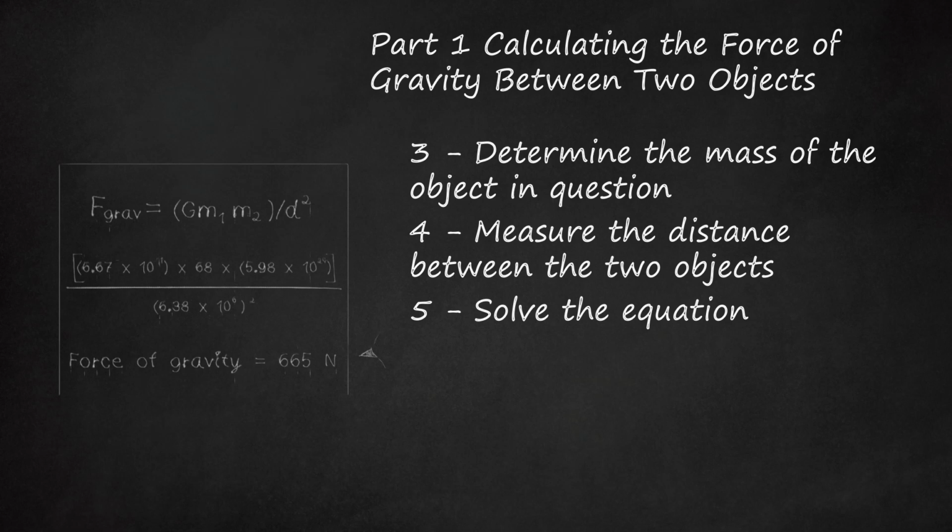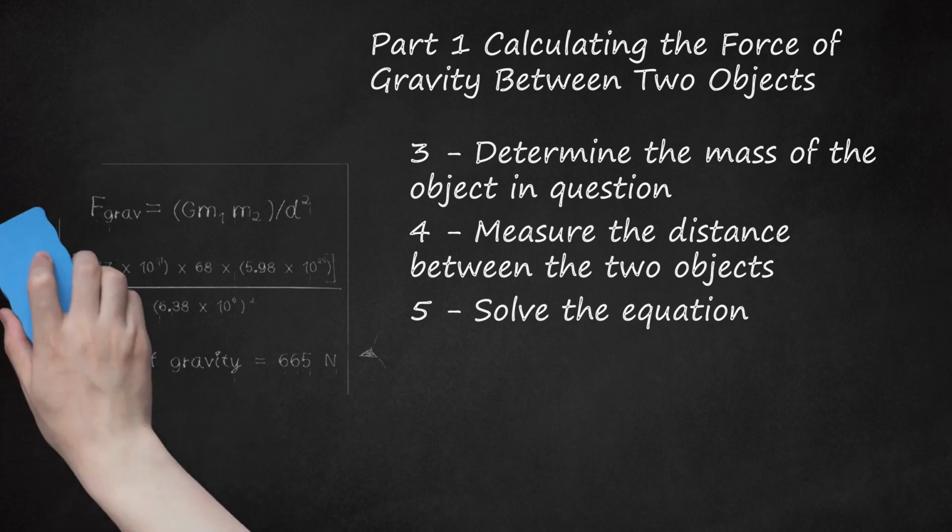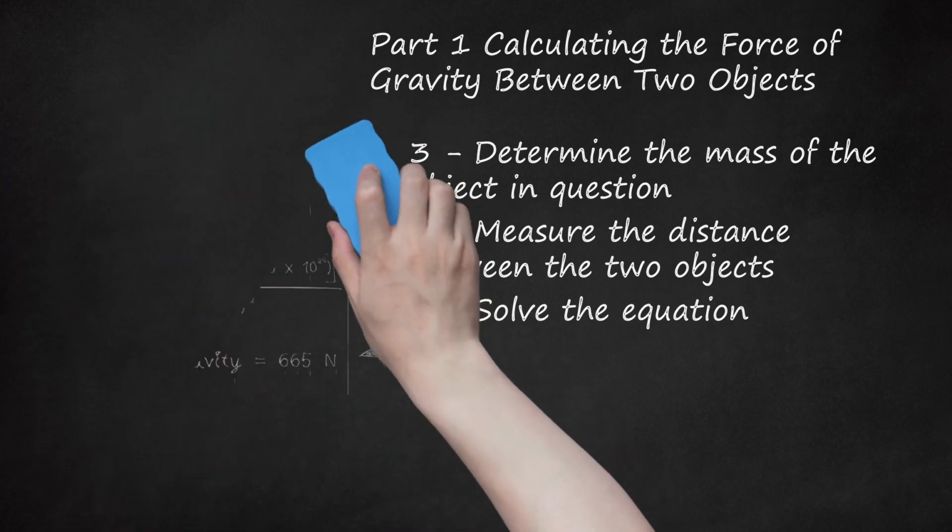Divide the product of G x m1 x m2 by the distance squared to find the force of gravity in newtons, N. 2.708 x 10^16 divided by 4.07 x 10^13 is equal to 665 N. The force of gravity is 665 N.